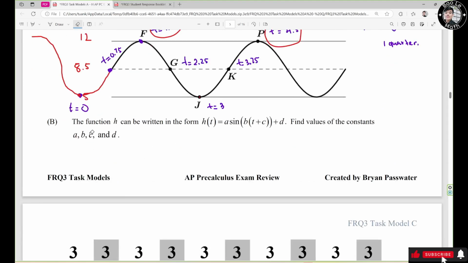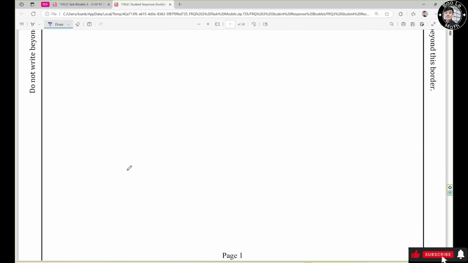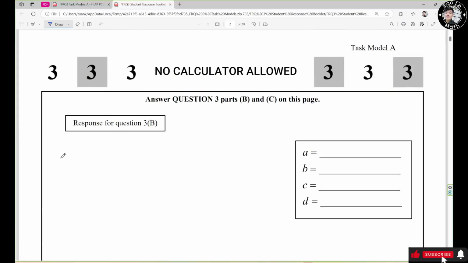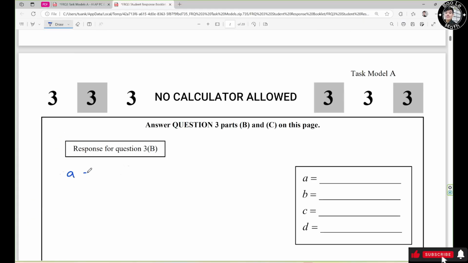Now let's move on to question B. The function h can be written in the form of a sine of b times t plus c, plus d. Find the values of a, b, c, and d. Alright, so we go over here. We need to answer question B right here. Amplitude equals maximum subtract minimum divided by 2, right? So it could be 12 subtract 5 divided by 2. Right, it's going to be 3.5, right?